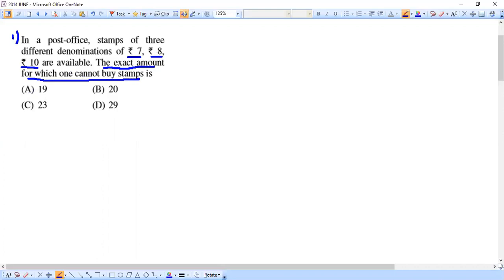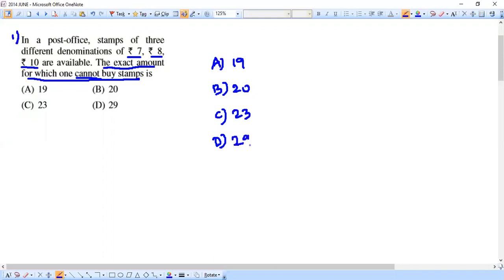So for what exact amount? Carefully see the question they're asking: which of the following amounts one cannot buy. The word cannot is really important. They're not asking for what amount they can buy the stamps. They're asking for what amount they cannot buy stamps. This is the question, a very simple question. And we must know that there are only 3 denominations available: 7 rupees, 8 rupees, and 10 rupees. Let's just check with the options itself for which amount we cannot buy the exact stamps.